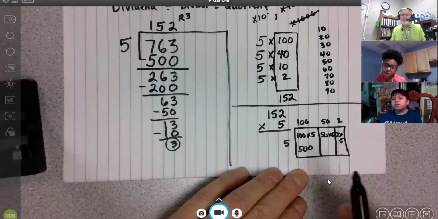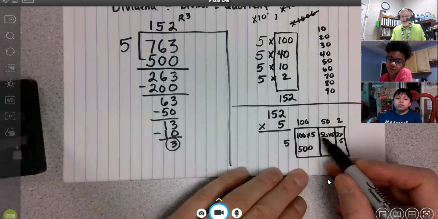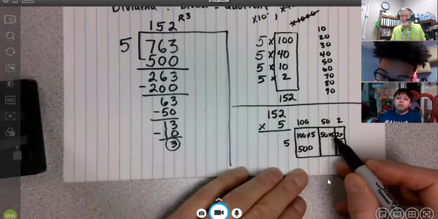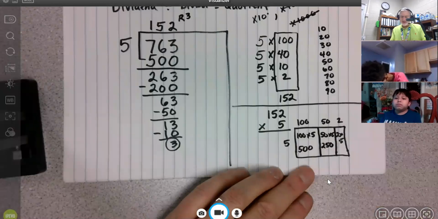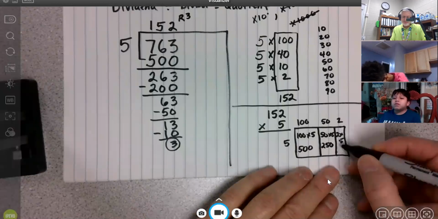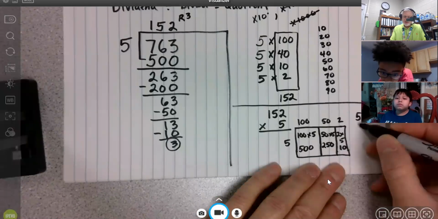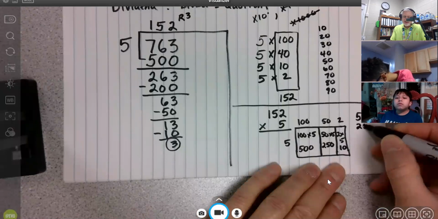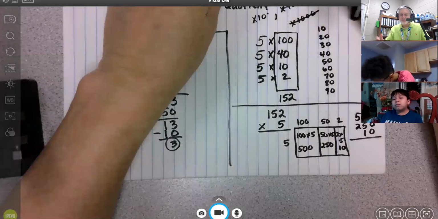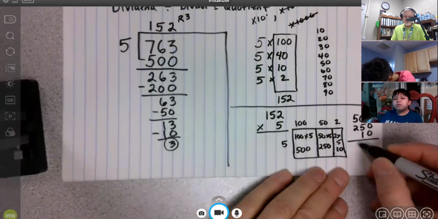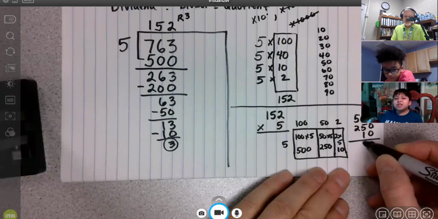And 50 times 5 equals how much? What's 5 times 5? 25. Okay, so I have 5 tens. So 5 tens times 5 equals 25 tens, and 25 tens actually equals 250, right? So we have that 0 on the end. And what's 2 times 5? 10. Okay, so we have to add those together. So we have 500, 250, and 10. All right, so how much does that equal? How many ones? 0. Tens? 6. And hundreds. 7.